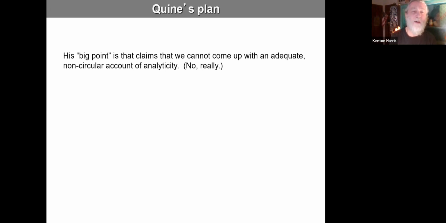To me, I don't find this a particularly devastating point, to be perfectly honest. Now, I'm sure Quine is wringing his hands, going, "Oh, Kenton doesn't think this is an important point." No, Quine is doing fine. He could care less. But notice, given what analyticity means, it almost shouldn't surprise us that we can't come up with a non-circular concept of what analyticity means. But we'll leave that aside at the moment.